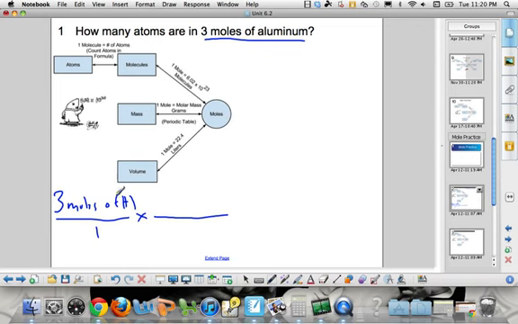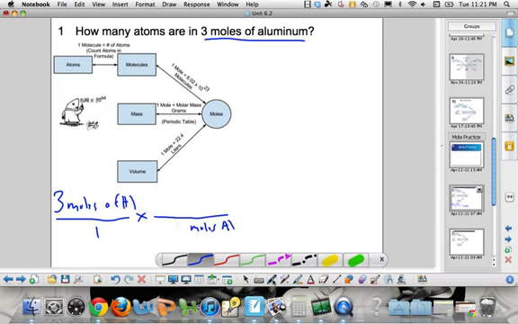Just like I was doing before, I'm going to take whatever my units were up here, and I'm going to move them down here. So I have moles of aluminum up on the top there. I want to put moles of aluminum down here. The units have got to come down. Do not bring the number with it, just bring the units.